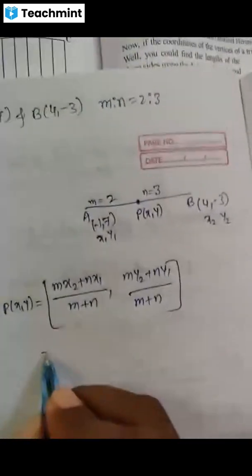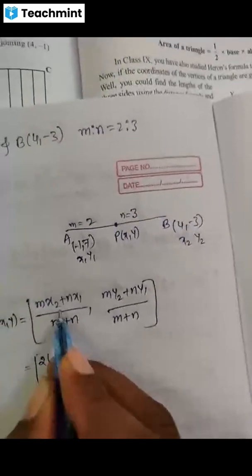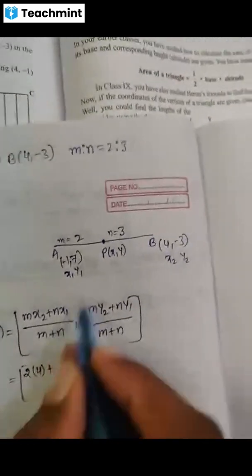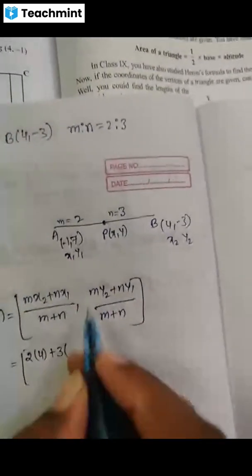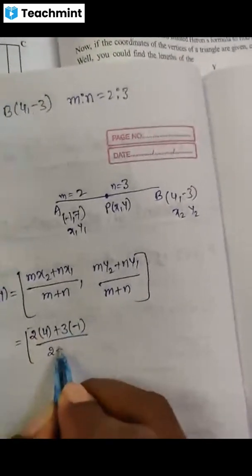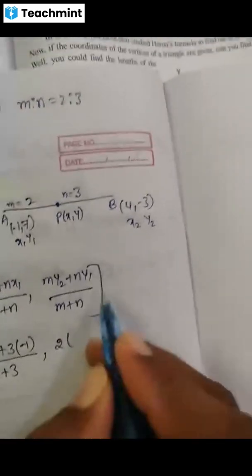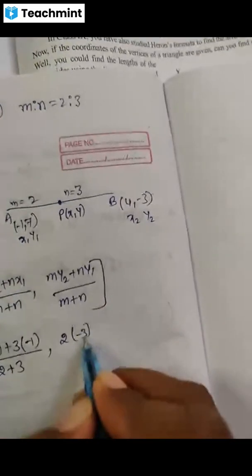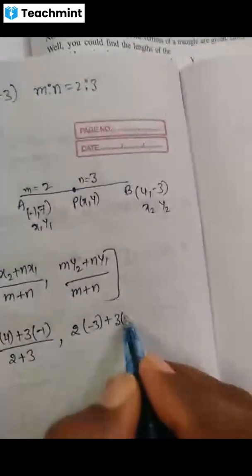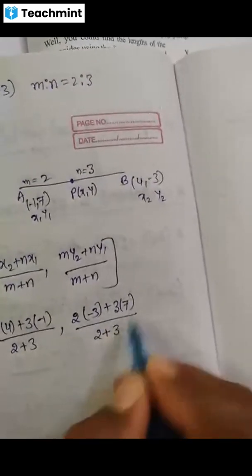So this is equal to, what is m? m is 2. x2, where is x2? x2 is 4, plus n, where is n? n is 3, x1 is -1, divided by m plus n, which is 2 plus 3, comma, m is 2, y2 is -3, plus n is 3, y1 is 7, divided by m plus n, 2 plus 3.